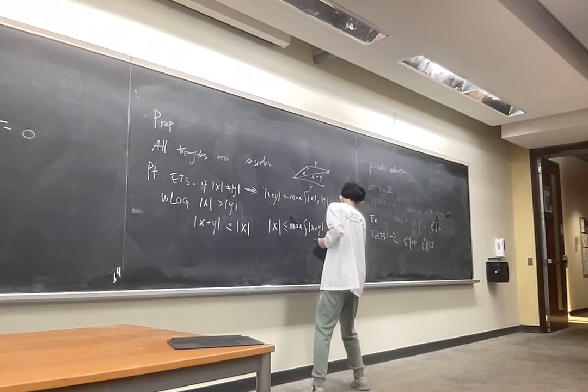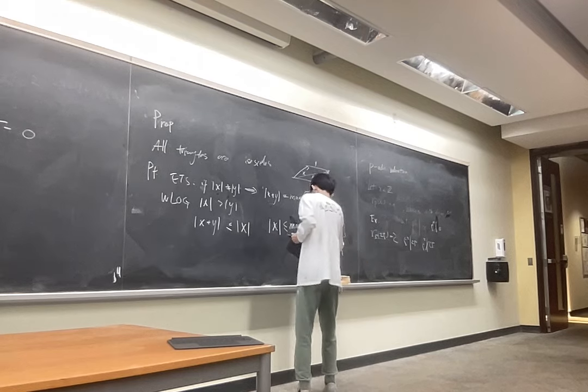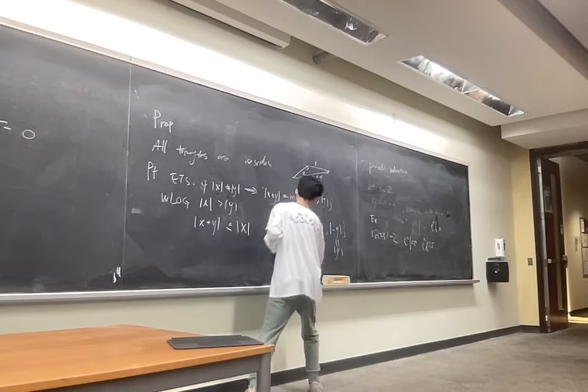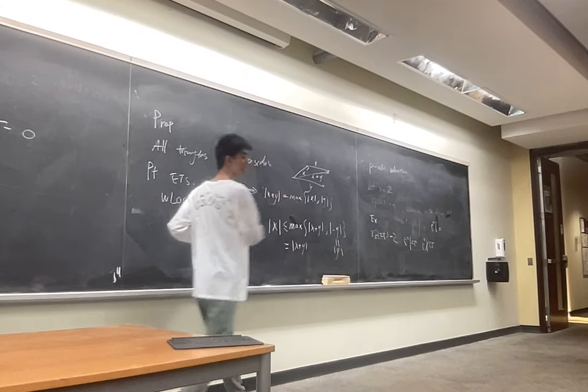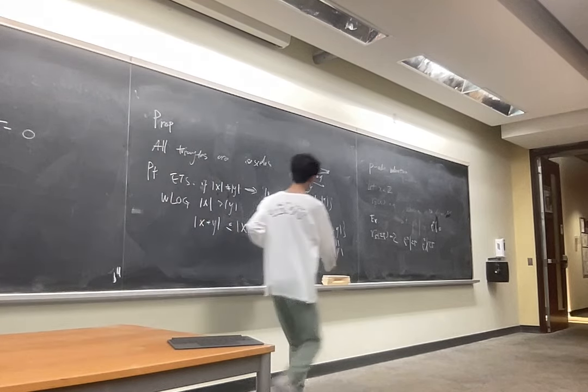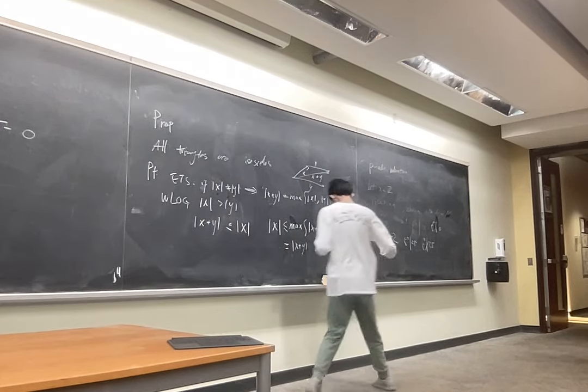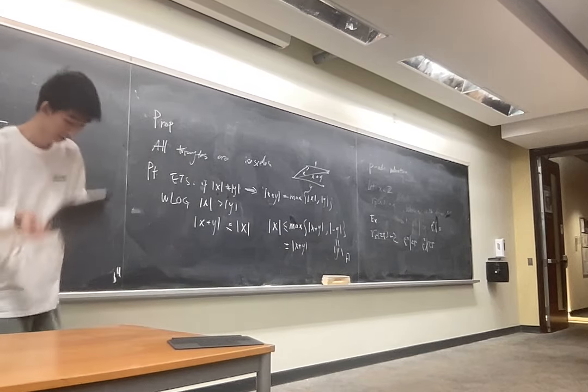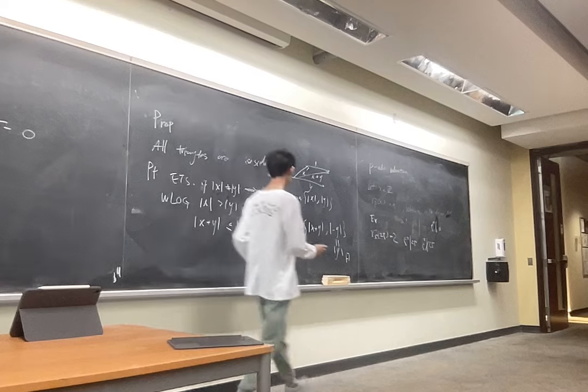But this guy is the same as y. The y is less than x by assumption, so this has to be x plus y. Therefore, x is x plus y, and we're there. And that's very good. Now we know all triangles are isosceles. The consequence of this is also pretty cool.